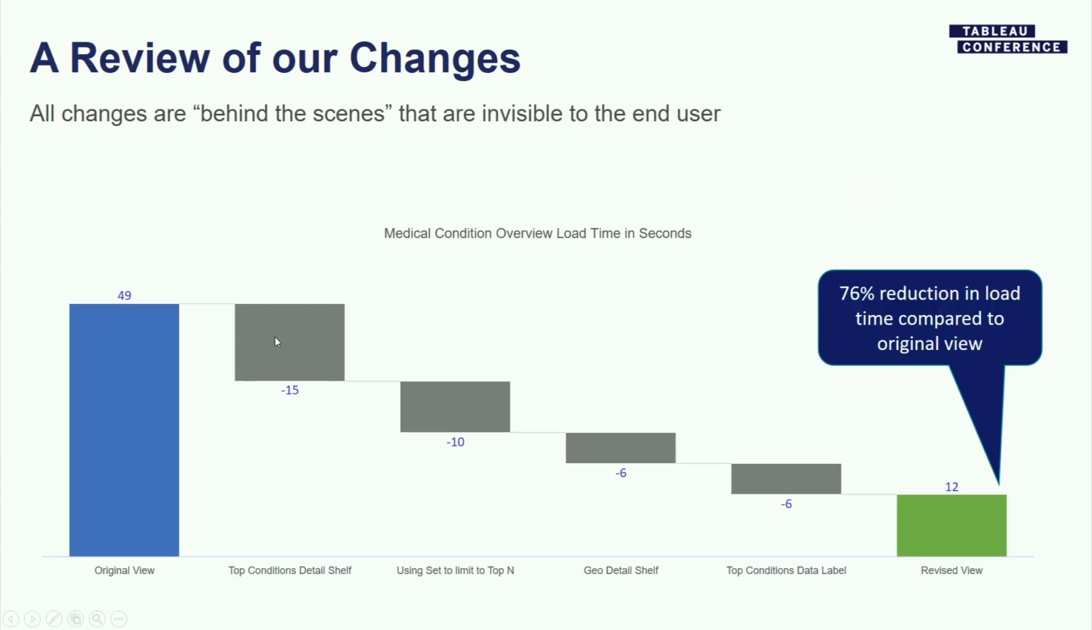49 seconds, we shaved off 15 with our top conditions detail shelf, another 10 by using a set, another 6 by doing the same thing for the map, and another 6 by using the custom data labels. So that got us down to 12. So 76% reduction in time. So again, none of those may apply to you, but it's just the process of how you got there.